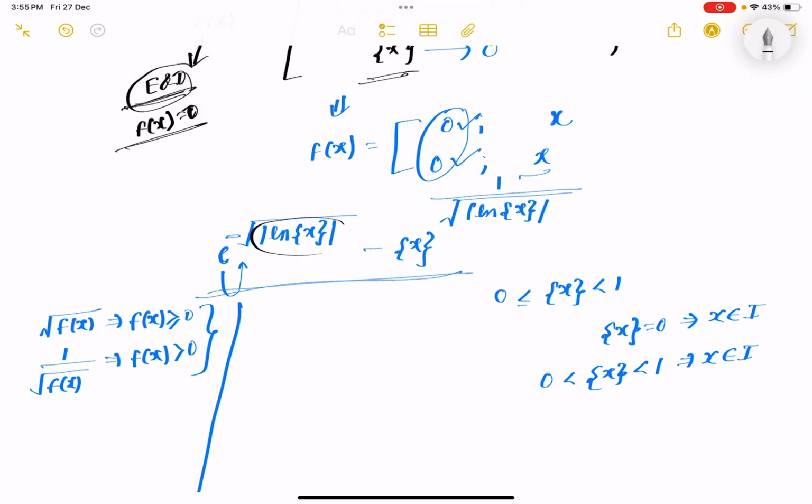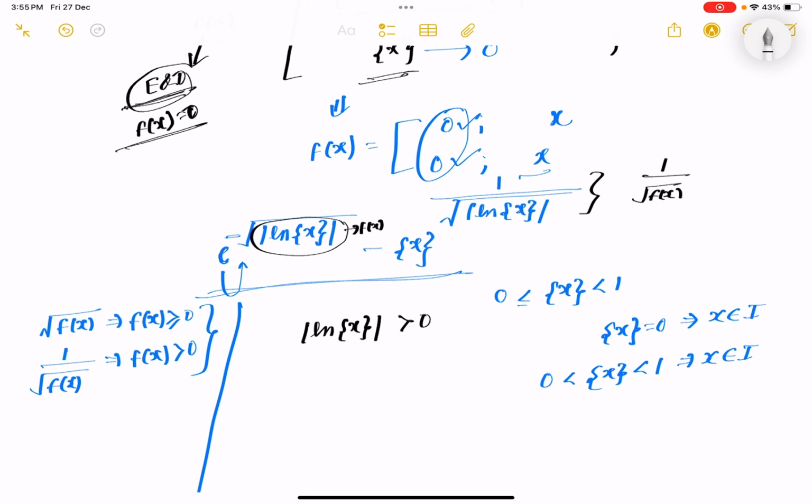So now if I assume this is f of x, this is written as 1 by square root of f of x. So can I say, to find the domain, this value, means mod of ln of fractional part of x, must be greater than 0.